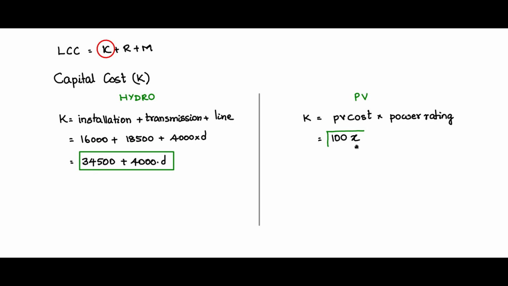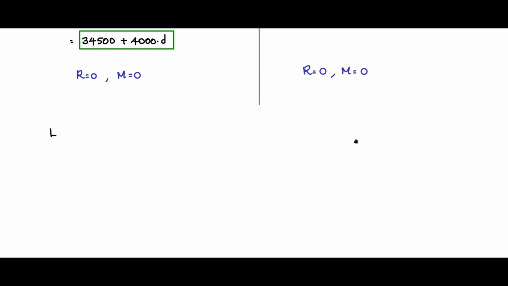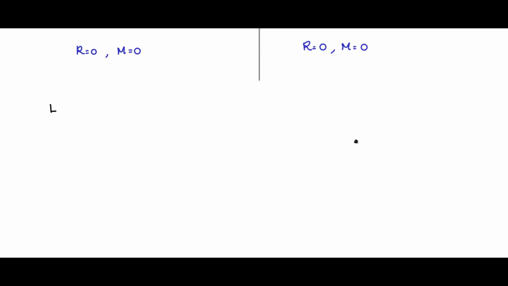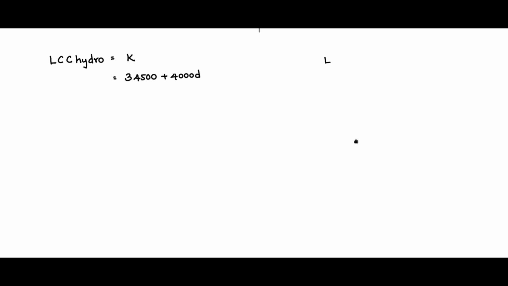So these two are the capital costs. The capital cost will depend upon how much power you want to decide for the PV array. Now we are taking R is equal to 0, M is equal to 0 in both the cases. And now we will calculate LCC. LCC for hydroelectric plant, micro-hydel, is 34,500 plus 4,000 D, and LCC for the PV is 100 into X.